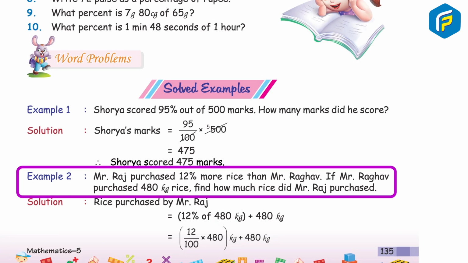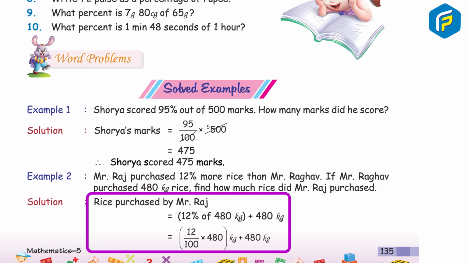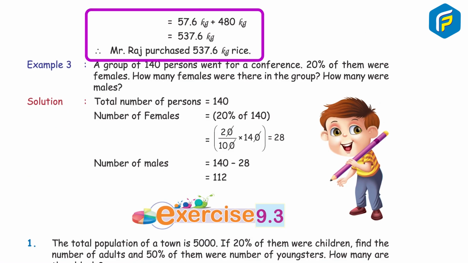Example 2. Mr. Raj purchased 12% more rice than Mr. Raghav. If Mr. Raghav purchased 480 kg rice, find how much rice Mr. Raj purchased. Solution. Rice purchased by Mr. Raj is 12% of 480 kilogram plus 480 kilogram, 12 upon 100 into 480 kilogram plus 480 kilogram, 57.6 kilogram plus 480 kilogram, 537.6 kilogram. Mr. Raj purchased 537.6 kilogram rice.